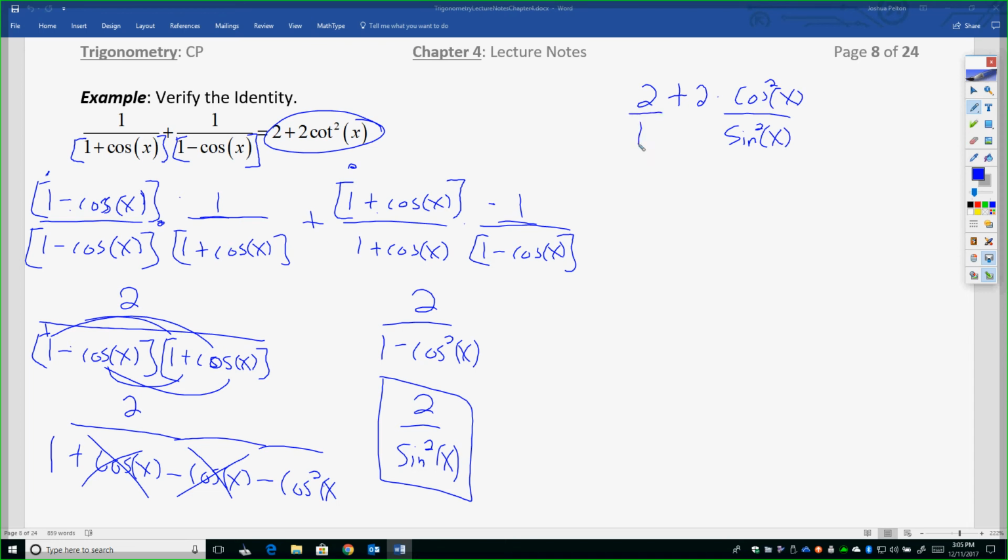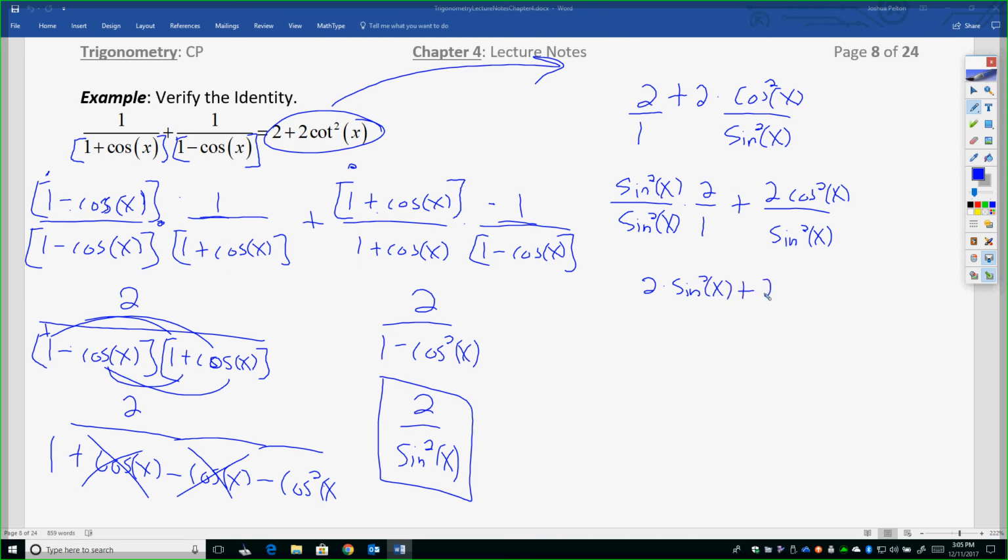So I'll make them both fractions now, right? So this went to there. I made the cotangent cosine over sine, so I can make fractions. The common denominator here is sine squared. So that means we need to multiply the 2 over 1 by sine squared of x over sine squared of x, plus 2 times cosine squared of x over sine squared of x. So that gives me a final of 2 times sine squared of x plus 2 times cosine squared of x all over sine squared of x.